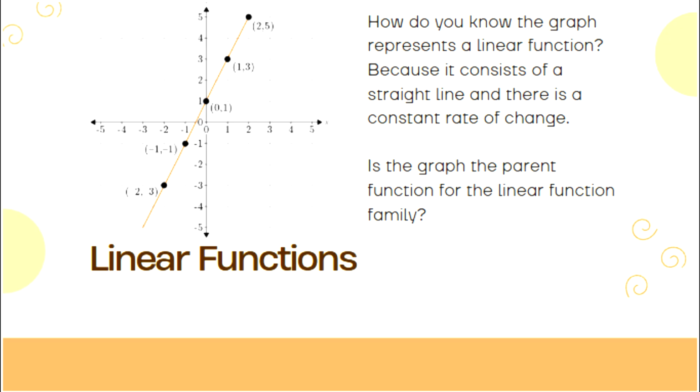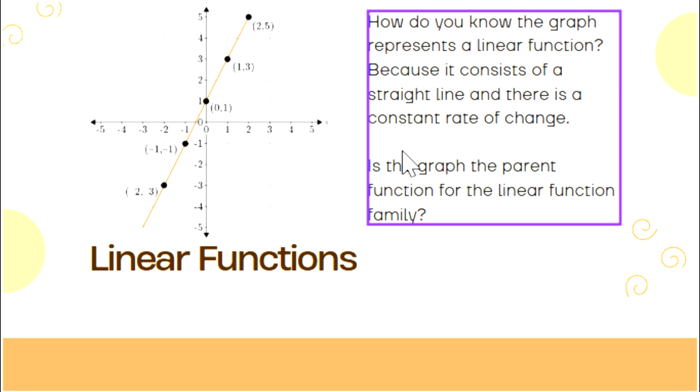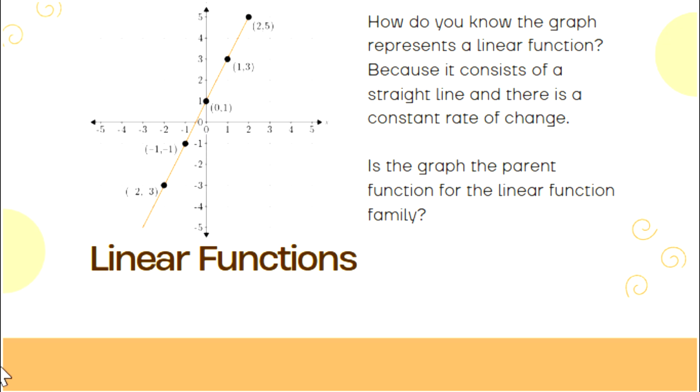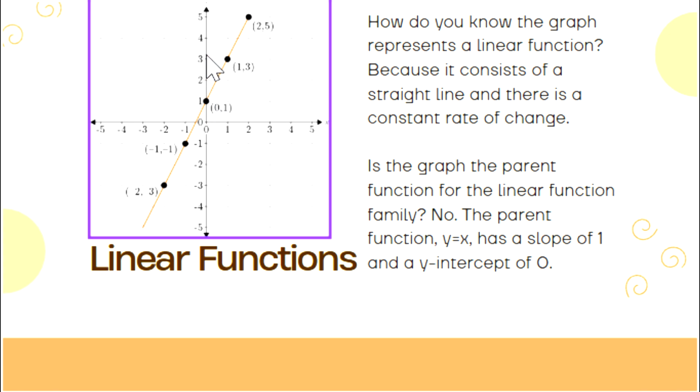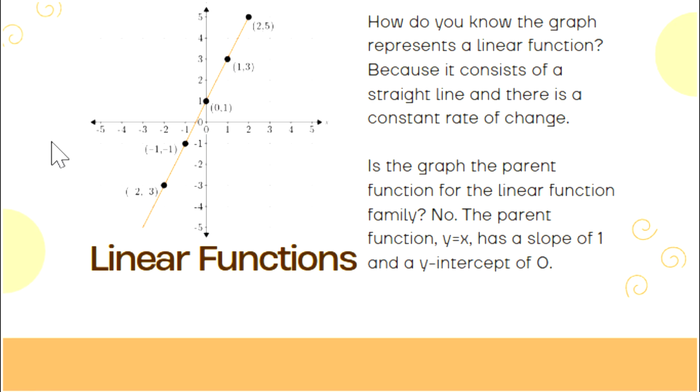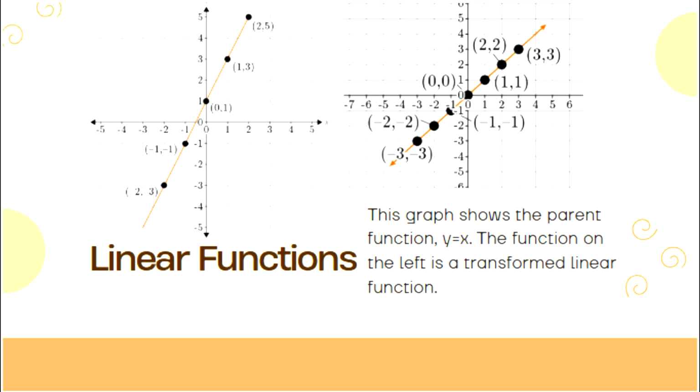Is this graph the parent function for the linear function family? Well, I can tell you no because it doesn't cross through the origin. But they have more information. No, the parent function y equals x has a slope of 1. This does not. If you look here, it rises 2 and runs 1, so it has a slope of 2. And it has a y-intercept of 0. So there's two reasons this is not the parent function.